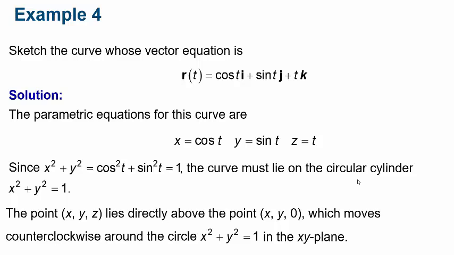All right, so how do we even begin to sketch this? Well, with just some obvious trig identities here, we see that x squared plus y squared is the same thing as cosine squared of t plus sine squared of t, and that's going to be equal to 1, always. So obviously, the curve must lie in a circular cylinder represented by x squared plus y squared equals 1. The point x, y, z lies directly above the point x, y, 0, which moves counterclockwise around the circle x squared plus y squared equals 1 in the xy plane.